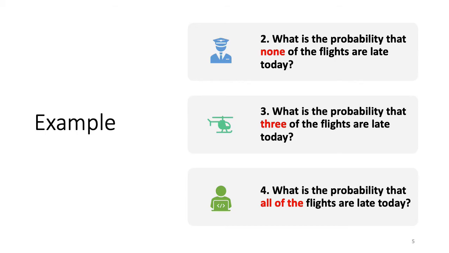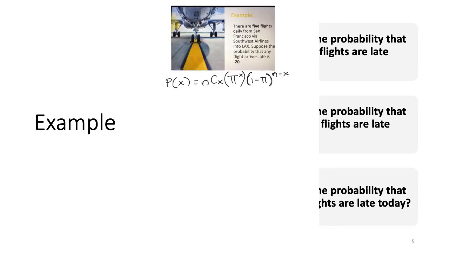The three values we're going to be calculating are: what is the probability that none of the flights are late, what is the probability that 3 of the flights are late, and finally, what is the probability that all the flights are late? The next video will go into detail on how to calculate each of these components.